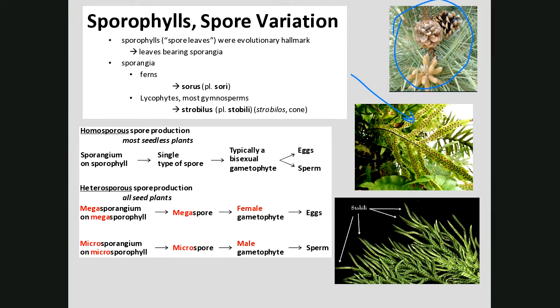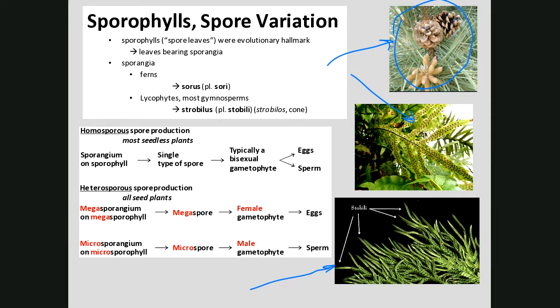and in the lycophytes and in most gymnosperms, pine trees are gymnosperms, they form something called a strobilus. A strobilus is a cone. That's actually from the Latin for cone. So you can see down below, these are strobili. I don't know exactly what species this is, but these are cone-shaped sporophylls.